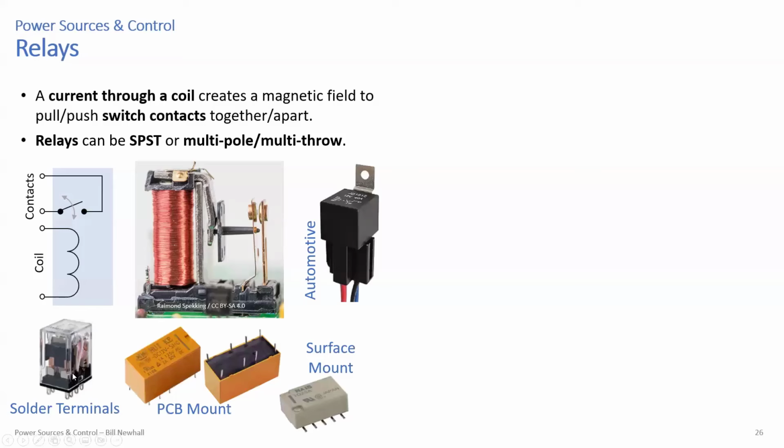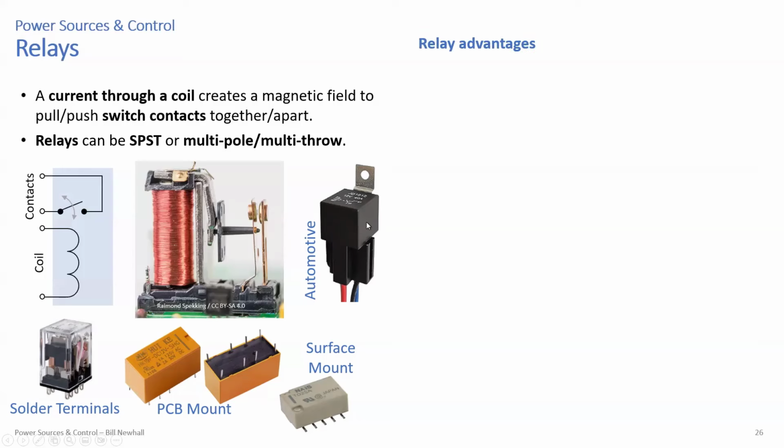You'll see relays with solder terminals, and some are meant to go into sockets, so you could solder wires onto these terminals on this relay on the left. You can have small printed circuit board mount relays. Here are a couple that are meant for that. Here's a surface mount version of the PCB mount right here. So they can get pretty tiny. Here's an automotive version that has a connector on it. And so that's meant for cars so that you can replace that pretty easily. A screw goes through here, mounts somewhere, and you have a connector on the bottom.